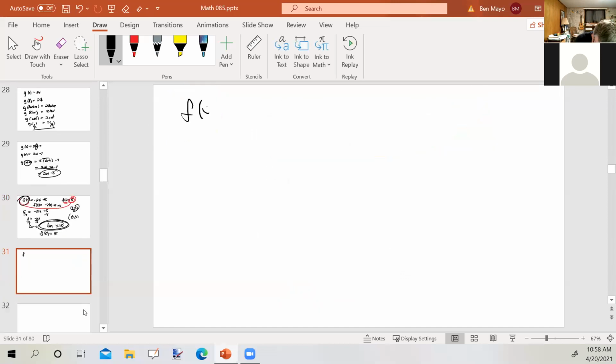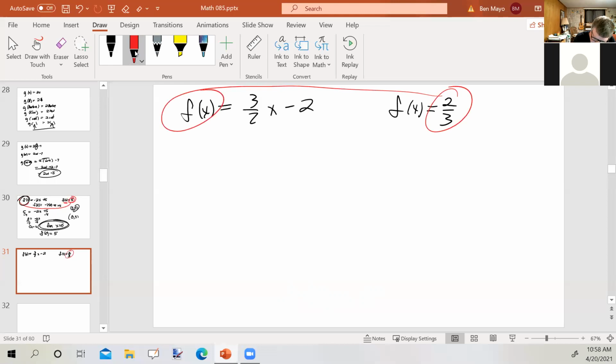Let f of x equal 3/2 x minus 2. For what value of x does function f have the given value? And we have f of x equals 2/3. So now we're going to put 2/3 in the place of f of x. So we've got 2/3 equals 3/2 x minus 2. Solve for x.